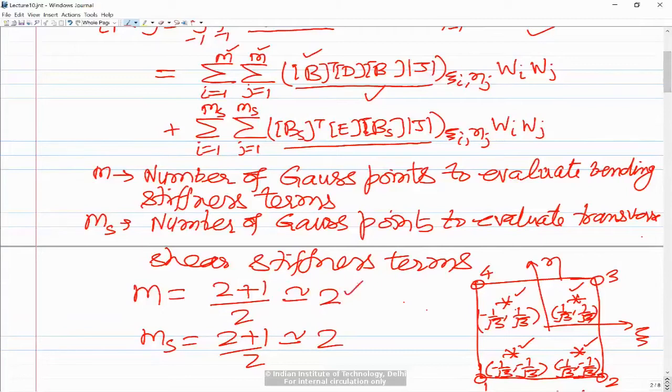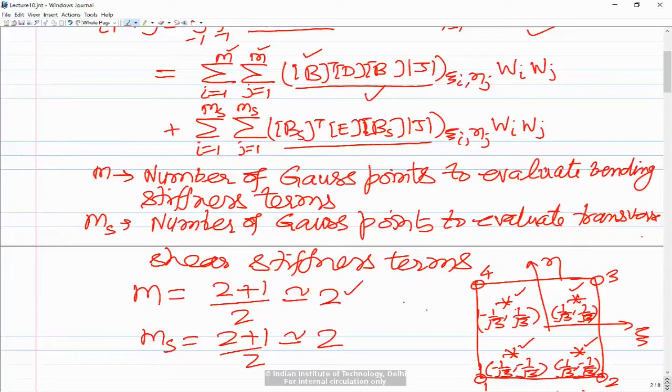Actually, I am asking, the summation m for xi and for eta will be the same or can be different? The power of xi and the power of eta. Yeah, they will be the same. Xi and eta powers usually will be the same. Okay, sir. Okay, thank you.